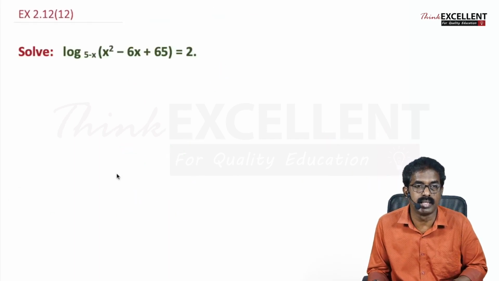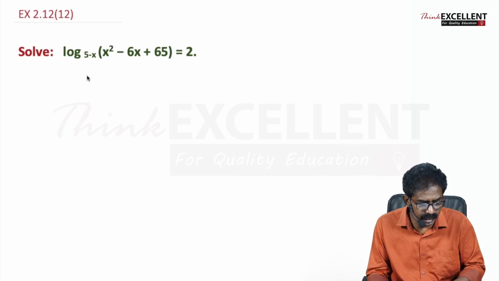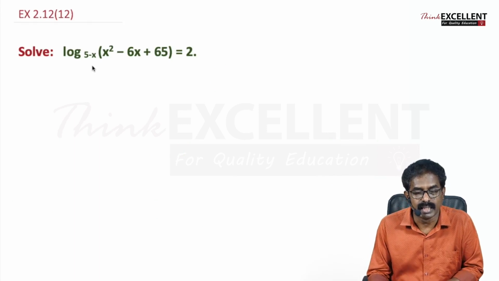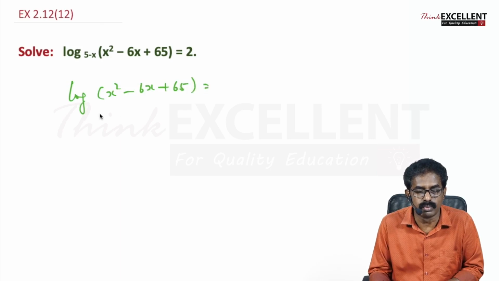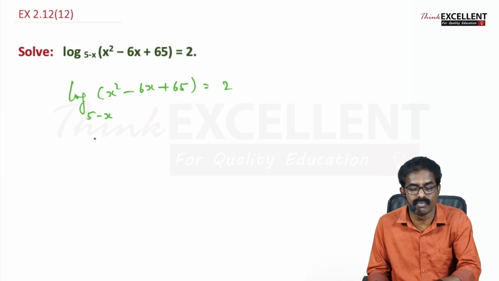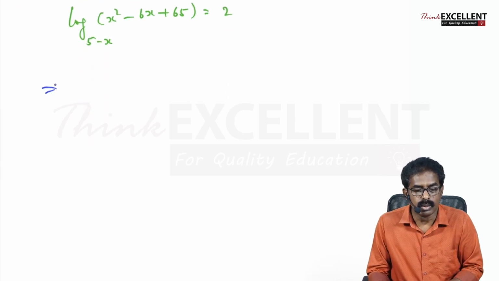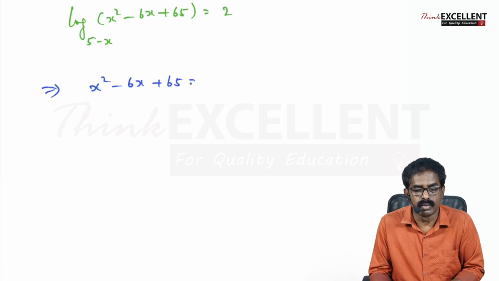Okay, now let's see the next question. Solve again. You have to find the x value. Very simple question, just change it into exponential form. What is given here? Log of x square minus 6x plus 65, base is 5 minus x, equal to 2. Change it into exponential form. So you will get x square minus 6x plus 65 equal to 5 minus x the whole square.